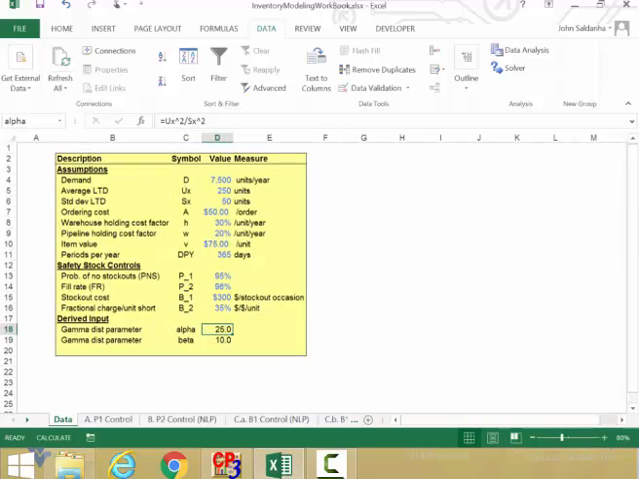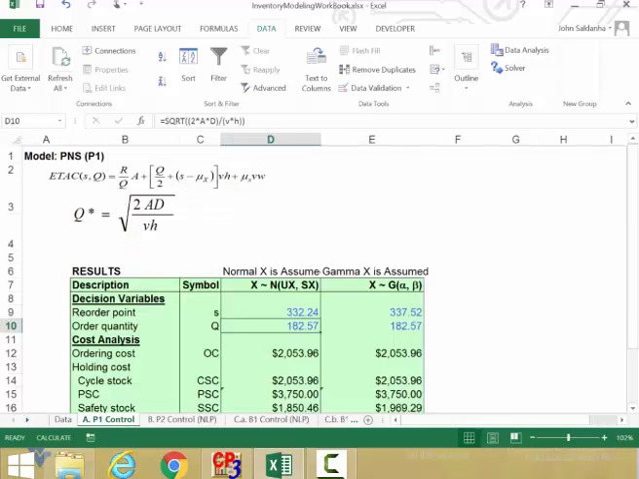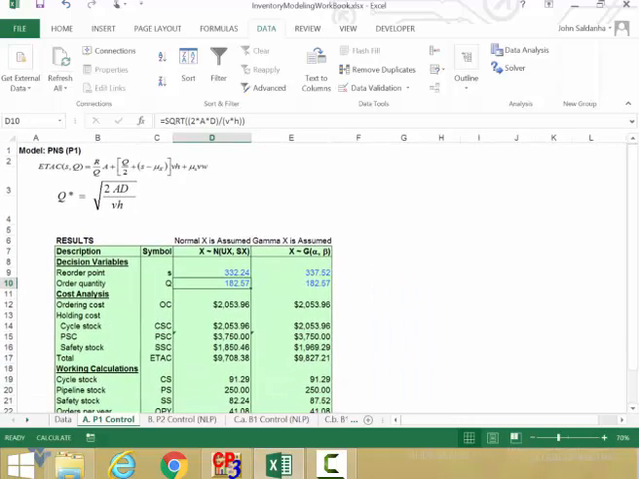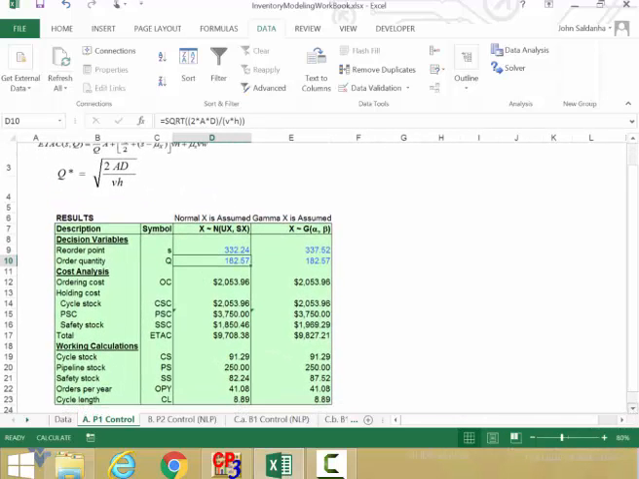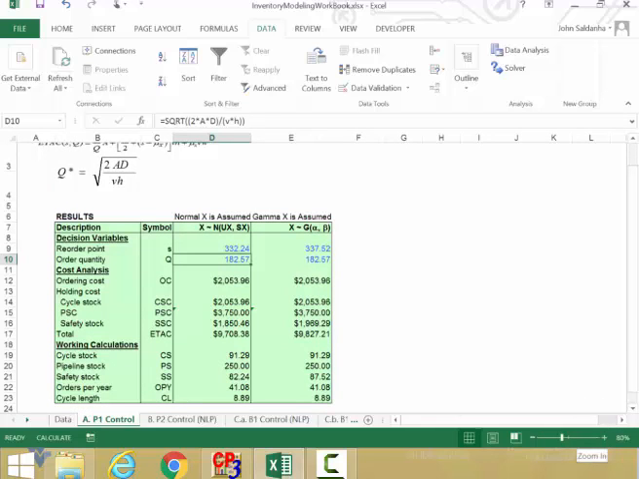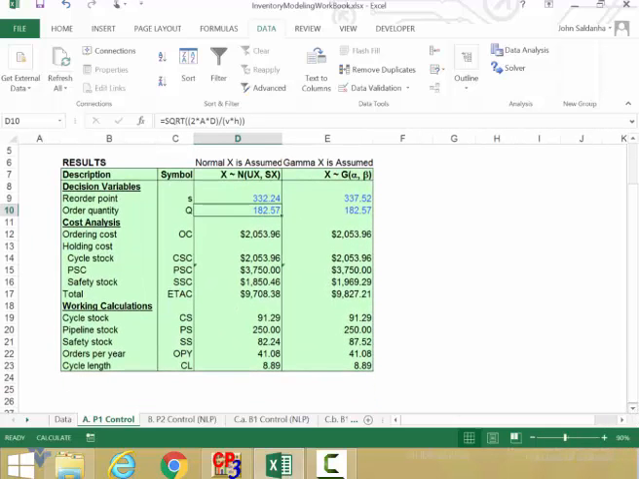So here is the same data that we have used in our formulas, and we're going to now put this into an Excel sheet where you have each of these examples that I gave you. So this one is the P1 control, and I've got both the normal as well as the gamma here. You have the decision variables over here. I'm only going to focus on the normal, and the gamma is on this side.